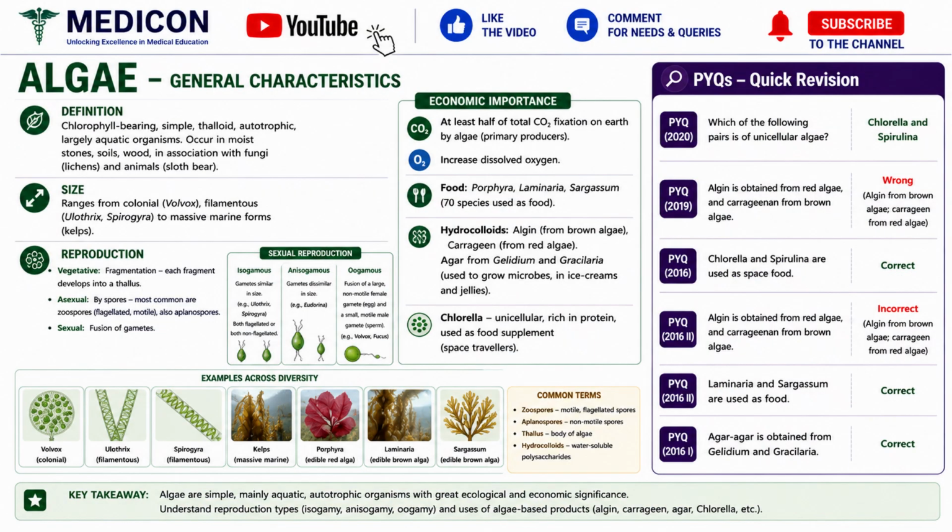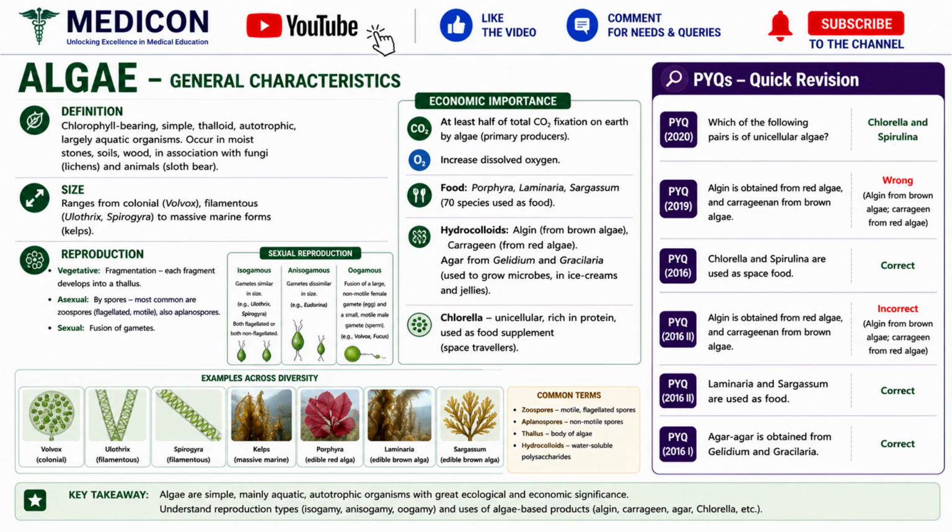Let's study about the algae. Almost all parts of the algae have been studied in your previous classes also. Let's study in detail when it comes to NEET importance. The definition: chlorophyll bearing, simple thalloid, autotrophic, largely aquatic organisms. They occur in moist stone, soil, and wood, and in association with fungi as lichens and with animals such as sloth bear. Size ranges from colonial Volvox to filamentous Ulothrix and Spirogyra to massive marine forms like kelps.